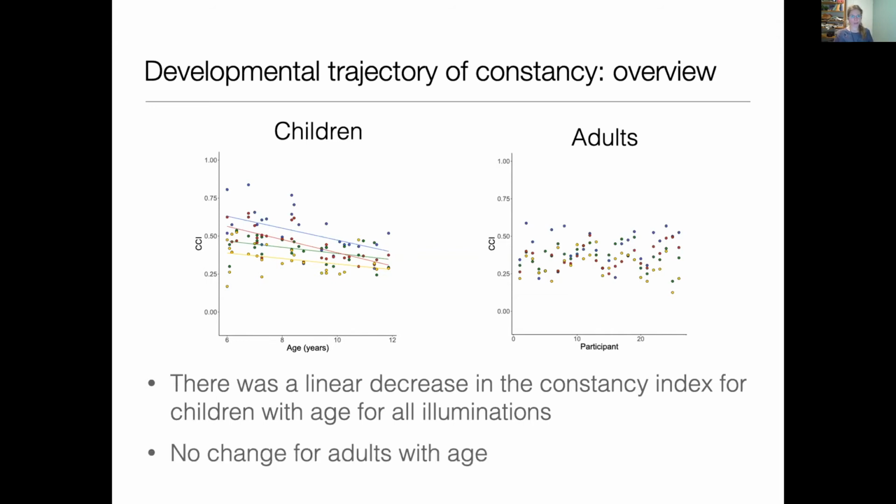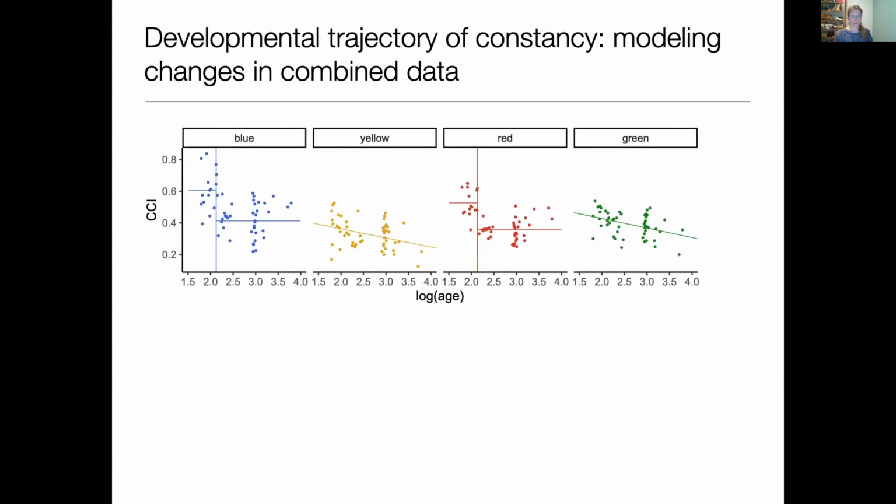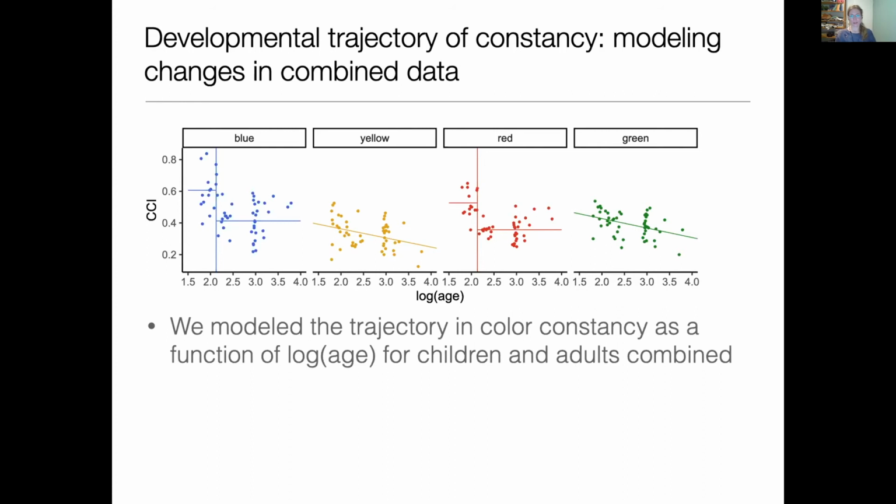Next, we modeled the change by combining the data for children and adults. Here I have color constancy index on the y-axis and log age on the x-axis for combined children and adult data. We used different models to fit this data: a linear model, a jump model, a hockey stick model, and a no change model.